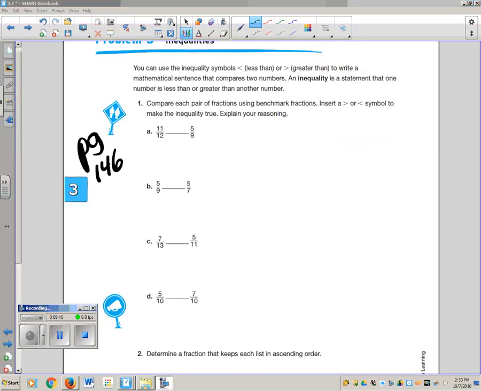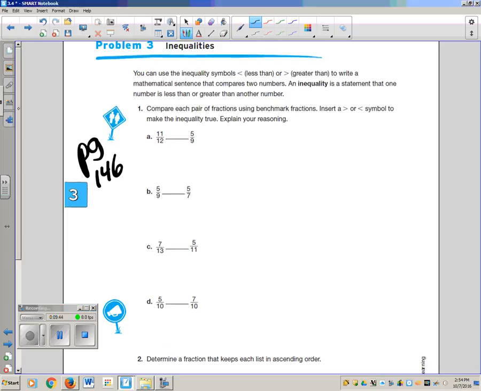All right, jump to page 146. Now we're going to use inequality symbols to compare two fractions. We're going to use the benchmark fractions to compare these. Remember the mouth, I always like to call it a shark. Shark likes to eat the biggest number. 11 twelfths is closest to 1. 5 ninths is close to a half. 11 twelfths is greater than 5 ninths.